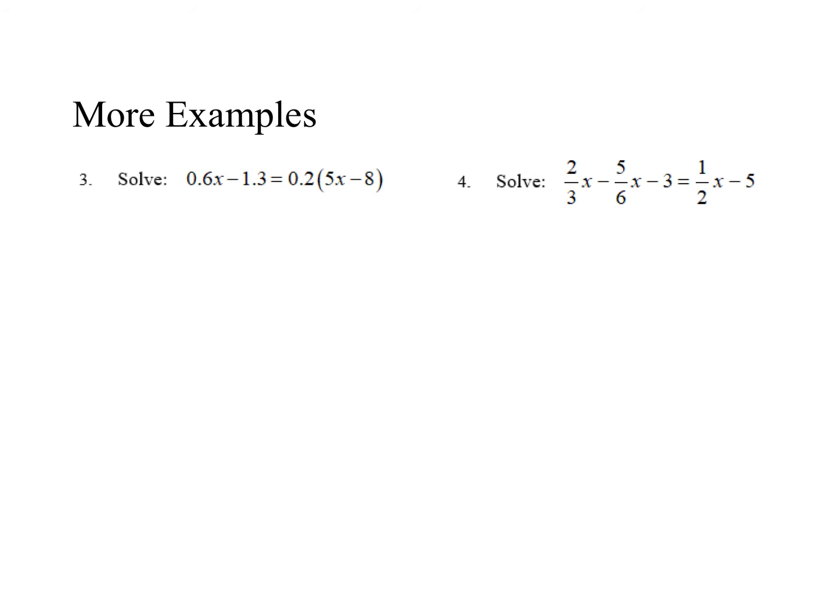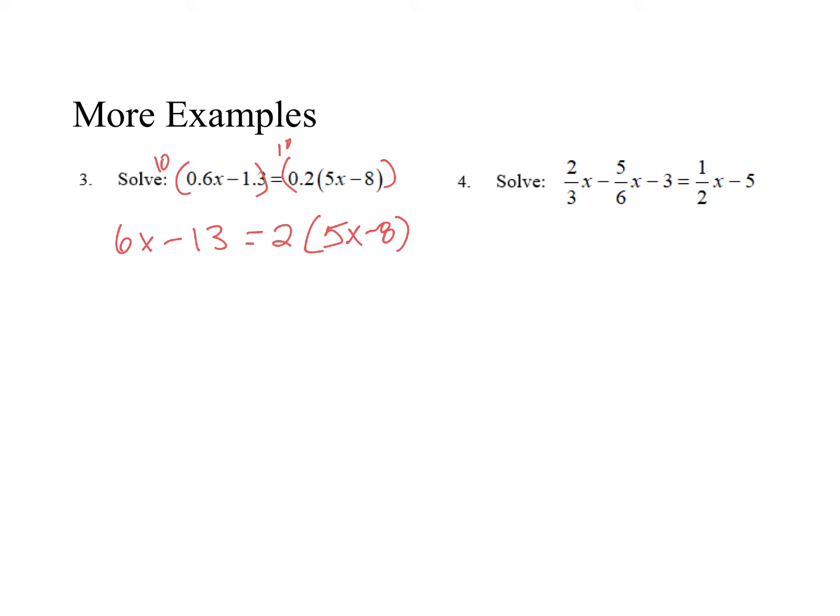So for example, in this first one here, we have 0.6, 1.3, and 0.2. So in order to eliminate the decimal, I will simply need to multiply both sides by the number 10. So 10 times 0.6 is 6. 10 times 1.3 is 13. 10 times 0.2 is 2. And I haven't distributed, so I'm going to keep my parentheses around that 5x minus 8.